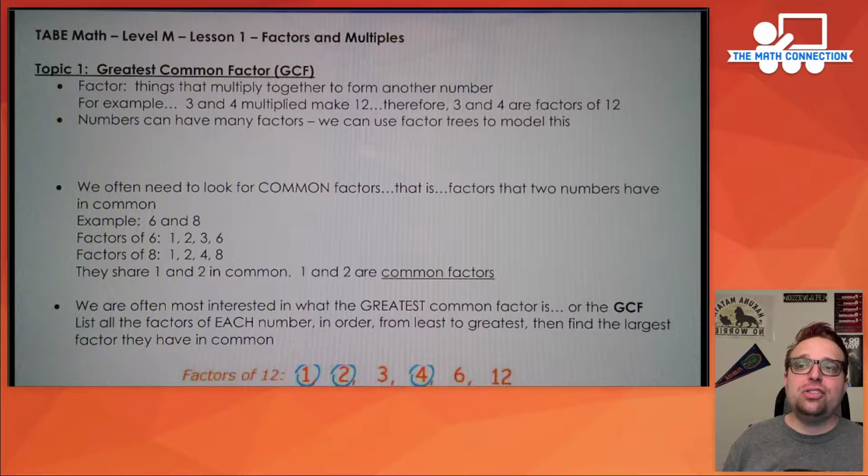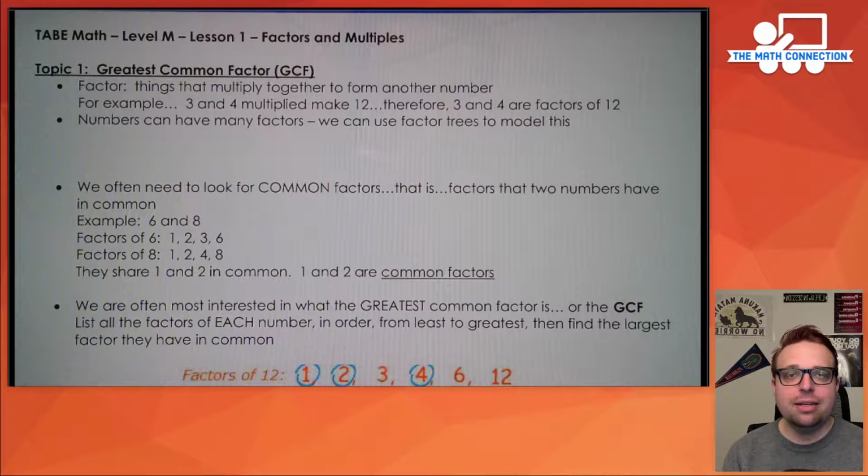Tonight we are actually starting with level M of the TABE Adult Basic Education Math. Level M is like the second level, the next highest up from level E, which we just completed. This is the first lesson from level M, and it is about factors and multiples. We're going to be talking about a couple different things in this lesson: greatest common factor, least common multiple, prime factorizations. I think there's one more thing I can't remember, but we'll get there when we get there.